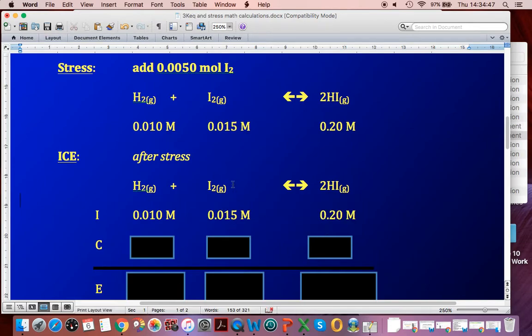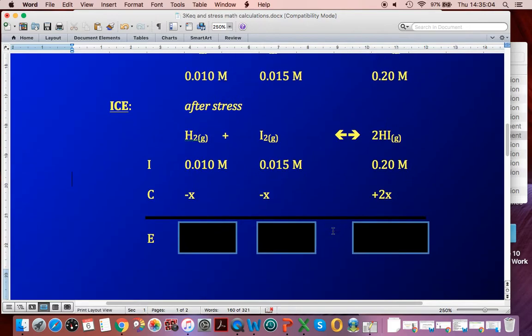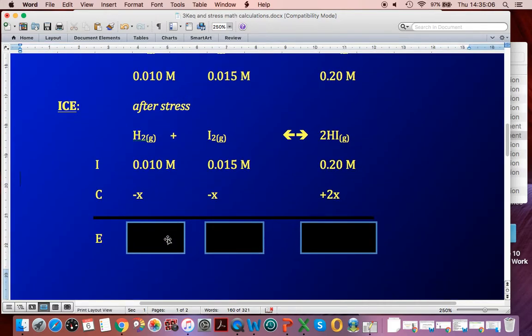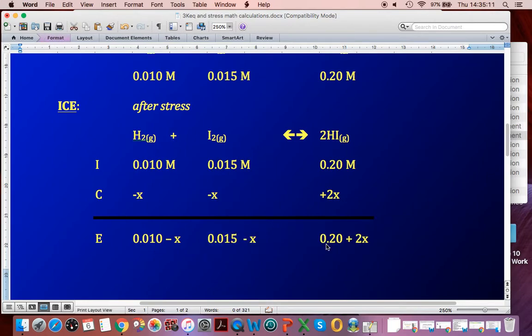Well, the I2's gone up, so the equilibrium has to go to the right. So this is going to be a minus x, this is going to be a minus x, and this is going to be a plus 2x. It's gone to the right, making more product. Coefficient matters. Remember, in this level C, that's where the coefficients come into play. Now, sadly, we don't know what x equals, so a bit of algebra is ahead of us.